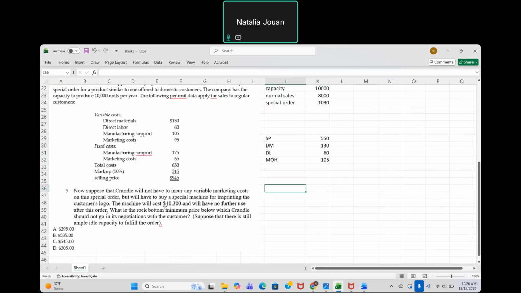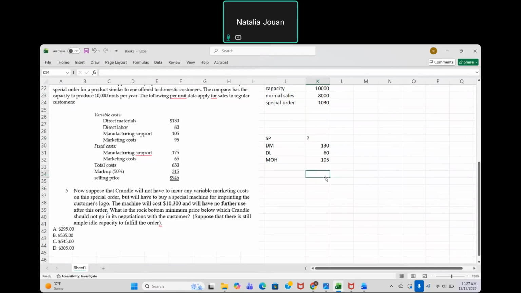But we have to buy a machine that will cost 10,300, and we're not going to have any further use for it. So it's only if we take the special order that we are going to incur $10,300. This question is asking, what is the minimum that you would accept? What will be your minimum sales price before you say yes?